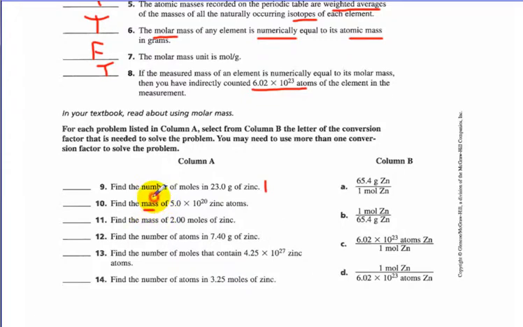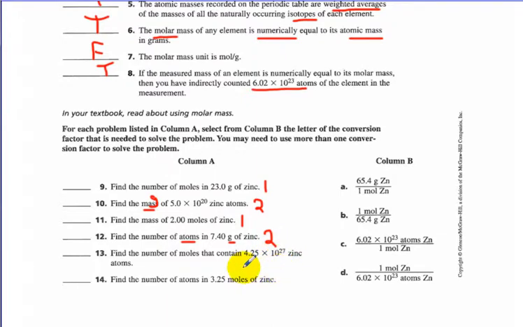Mass. So we're looking for grams, and we're starting off with zinc atoms. So that's atoms to moles to grams. That's going to be a 2-step conversion, so you should have 2 answers over here. Find the mass of 2 moles of zinc. So that's moles to grams. That's a 1-step, 1 answer there. Number of atoms when we have 7.4 grams of zinc. So we're going from grams to moles to atoms. That's a 2-step conversion.